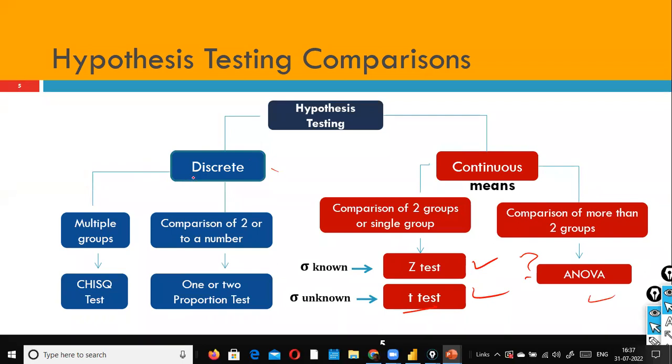Next is the discrete type of variable. In the case of discrete variables, if you are using more than two groups, then use the chi-square test, and for comparison of one or two proportions, we do a proportion test.